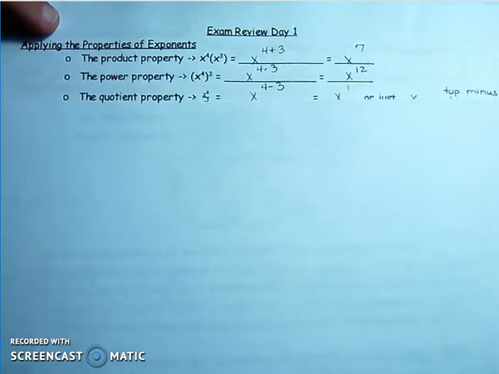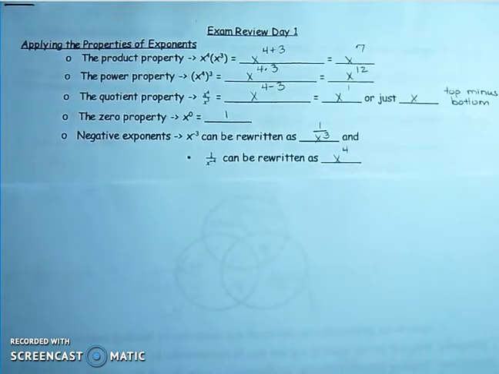If you recall, there are a few properties that you should know. The product property is when you multiply variables with the same base, you add their exponents. So x to the fourth times x to the third is x to the seventh. The power property is when you raise a power to a power, and in this case x to the fourth to the third gives x to the 12th because you multiply those powers.